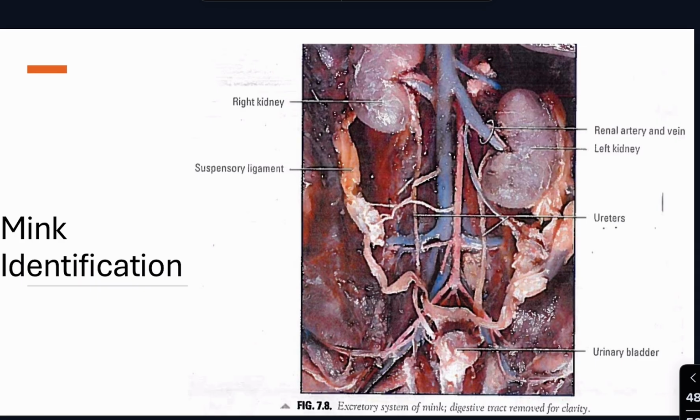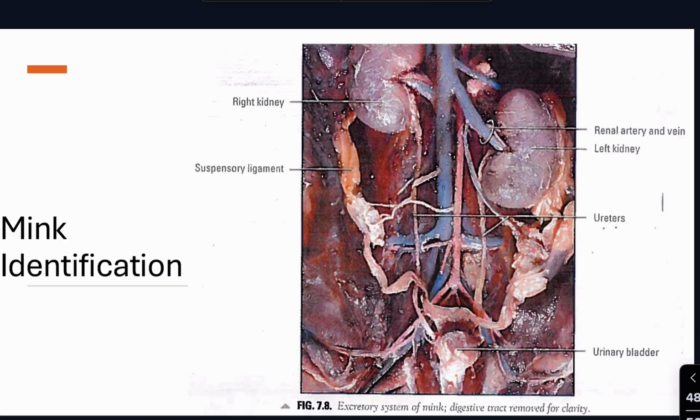So if we look in here, we can see that obviously the digestive tract has been removed for clarity. Remember that this is a retroperitoneal organ, the kidneys, right? So they're going to be behind the peritoneum, which is holding all of these different organs that would normally be in the way. But we can see the right and left kidney over here pretty clearly.